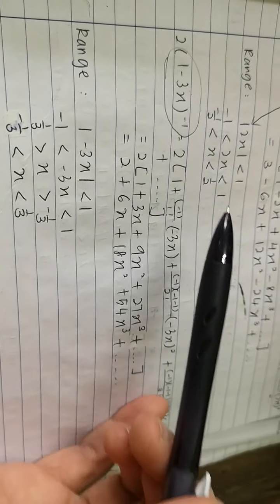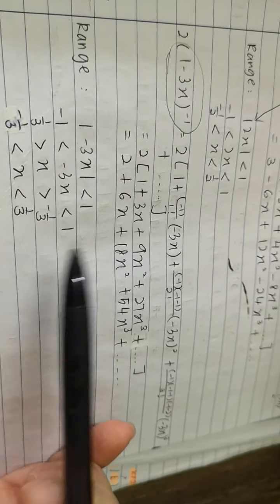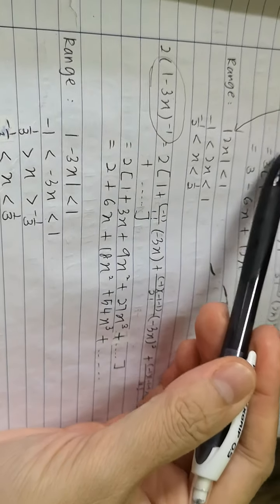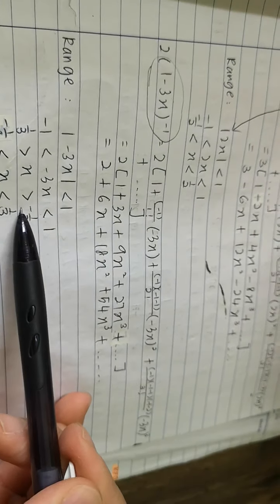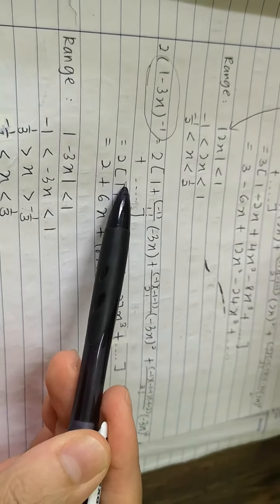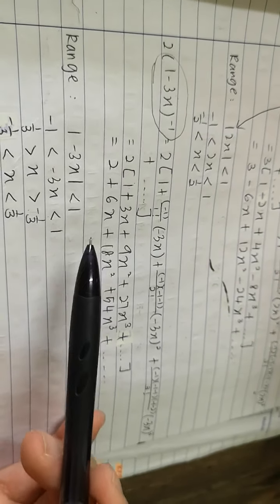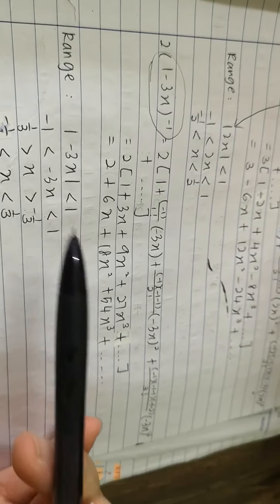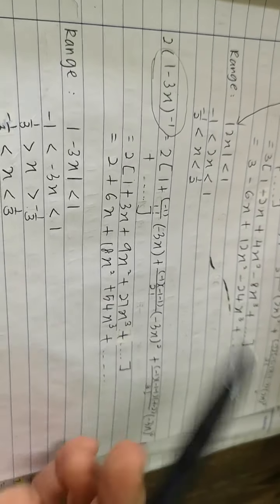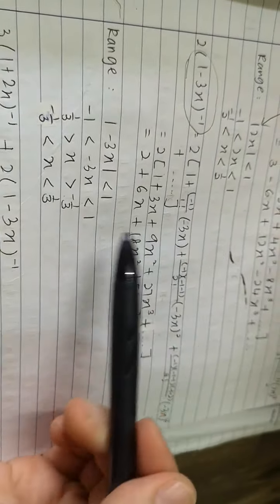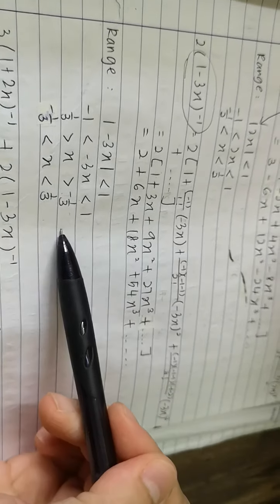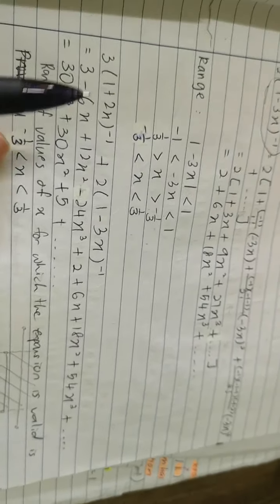Okay, after you get these two validity, the answer does not stop here. Because this one is the validity for the first expansion, and this one is the validity for the second expansion. What you want is the combination, the validity for the combination of both expansions. So you need to combine these two validity. How do you want to combine? So we just perform it in the number line.